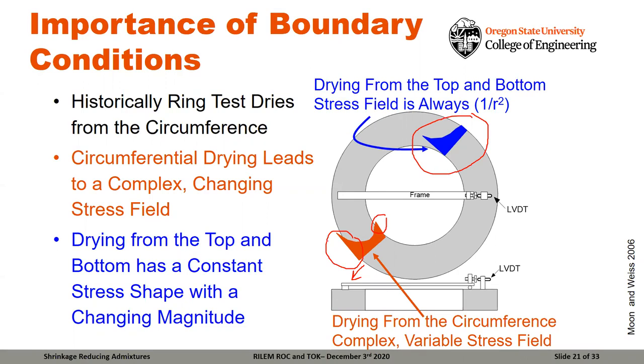Now, while we can solve equations for both this expression and this expression, it's much easier to simply use the top and bottom drying because the stress field always remains the same shape, and it always scales as 1 over the radius squared, with the highest stresses at the inner surface.